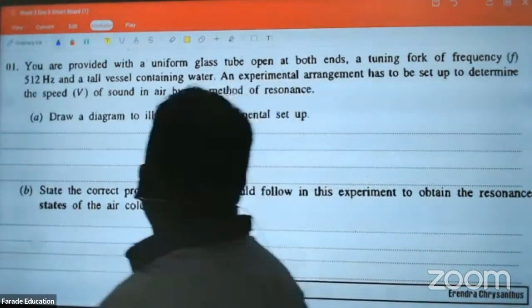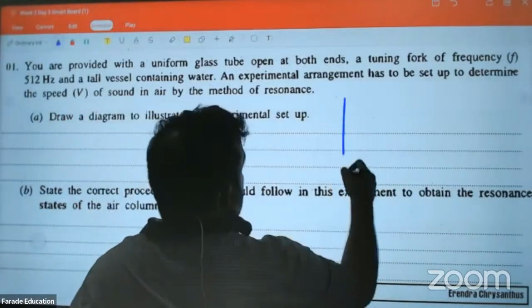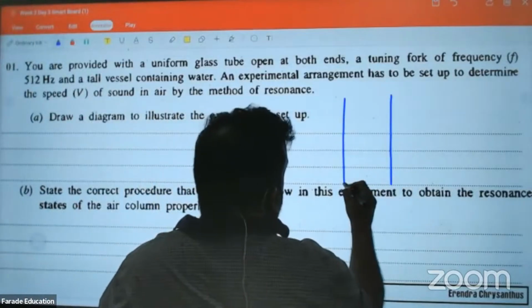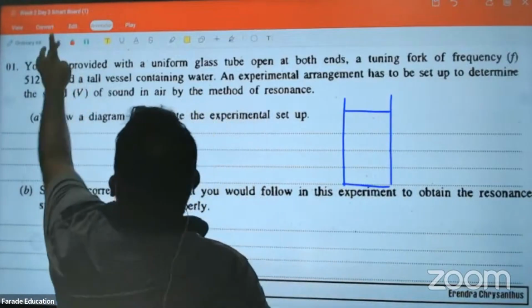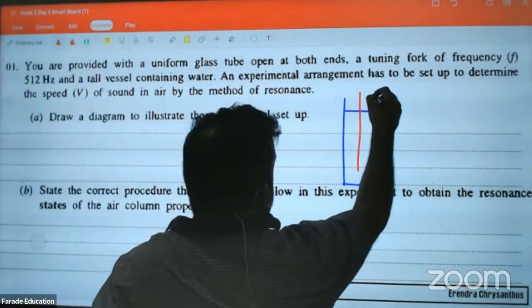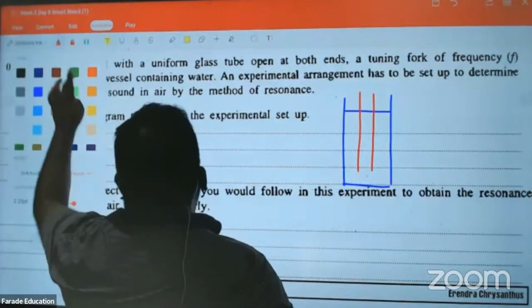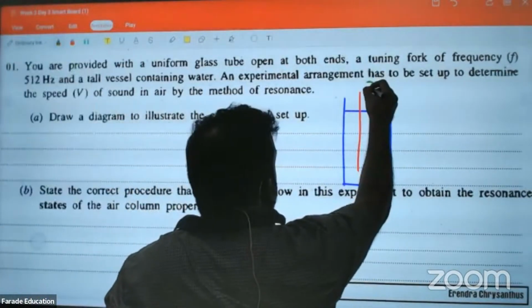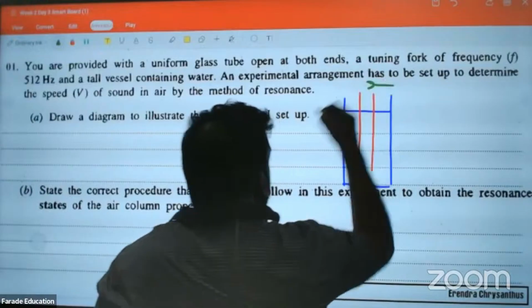So, basic principle. Draw a diagram to illustrate the setup. Tall water vessel, resonance tube is there, small height, and don't forget here, the tuning fork is vibrated and kept above the mouth.